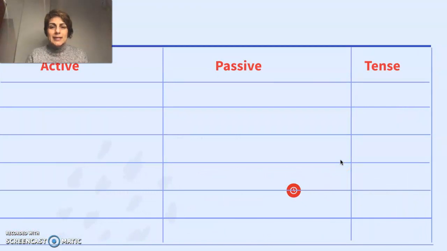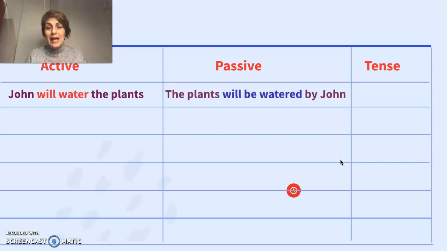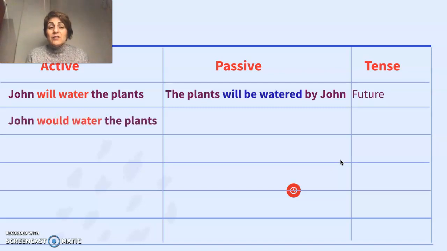Okay, so let's have a look at these ones. For example, the future. John will water the plants. So the plants will be watered by John. We simply used the future of the verb to be. So nothing else to do. Simple, isn't it? All right, then we have the conditional.